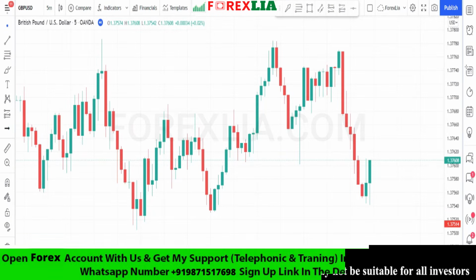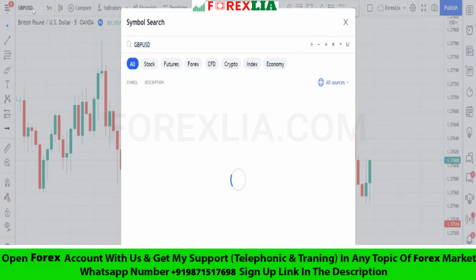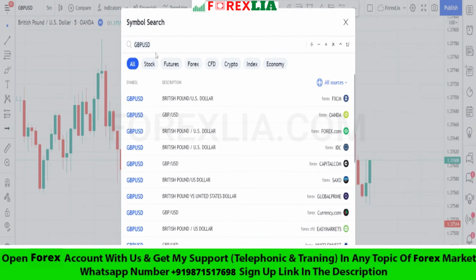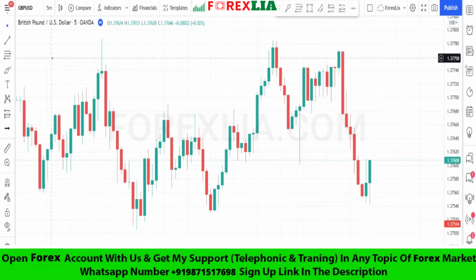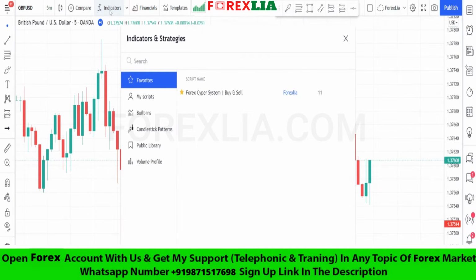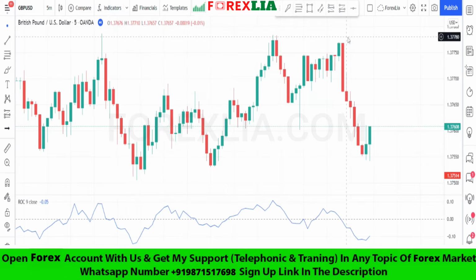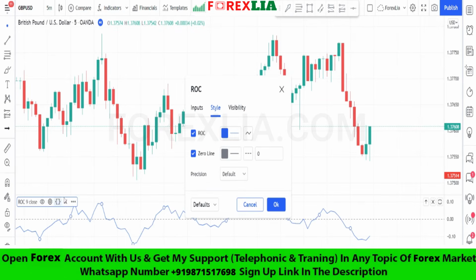Today I am going to share with you the easiest scalping strategy. First we open GBP USD in the 5-minute time frame. For this strategy we need the rate of change indicator. We'll change some settings.